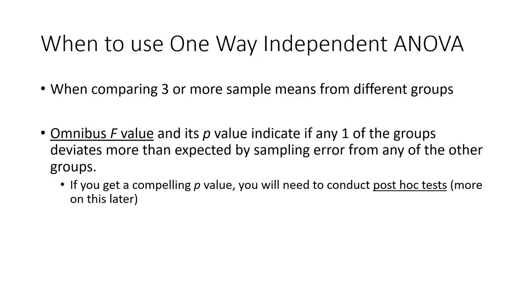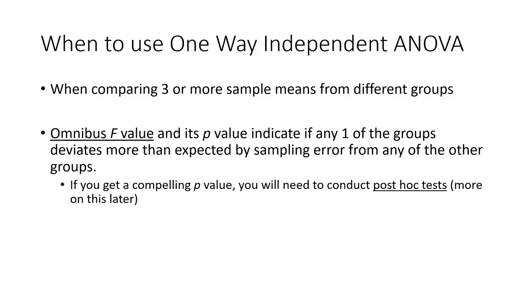So I'm going to say this one more time because this is an important point. You're going to get an Omnibus F value, and that's going to tell you the degree to which any of the sample means deviates from any of the other sample means more than would be expected by sampling error. So if you get a small p-value, that means that at least one of the sample means is deviating more than expected from at least one of the other sample means.